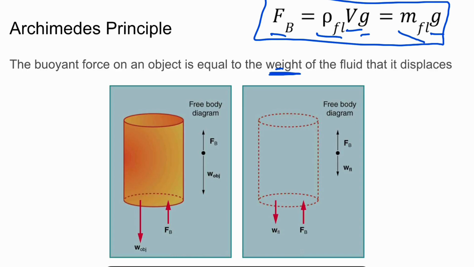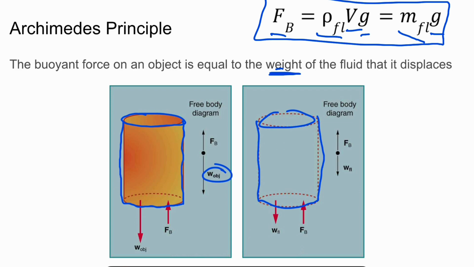And you'll notice, again, that we are not concerned with the density or the mass of the object itself. So for instance, if this is a copper or a brass cylinder that is placed into the water, you'll notice that its weight is larger than that of just the volume of water that would occupy that space if the copper cylinder were not there.